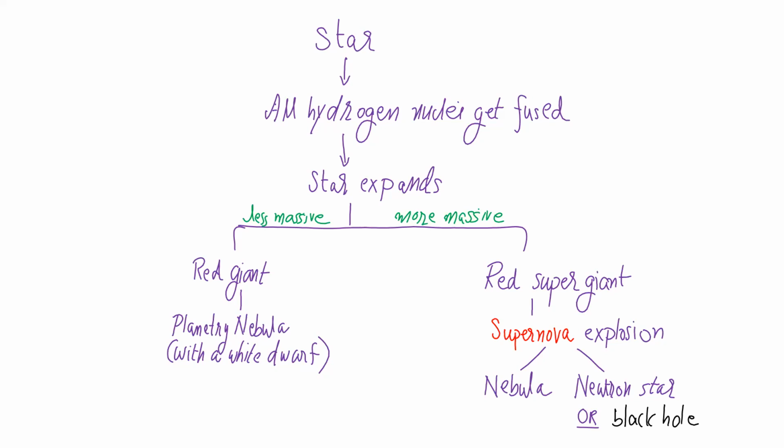Towards its end position. So, star, see the arrow, all hydrogen nuclei get fused. Then the star expands. Then we have two types of options, red giant and red supergiant. Then last, supernova and planetary nebula. This is the end process of a star.